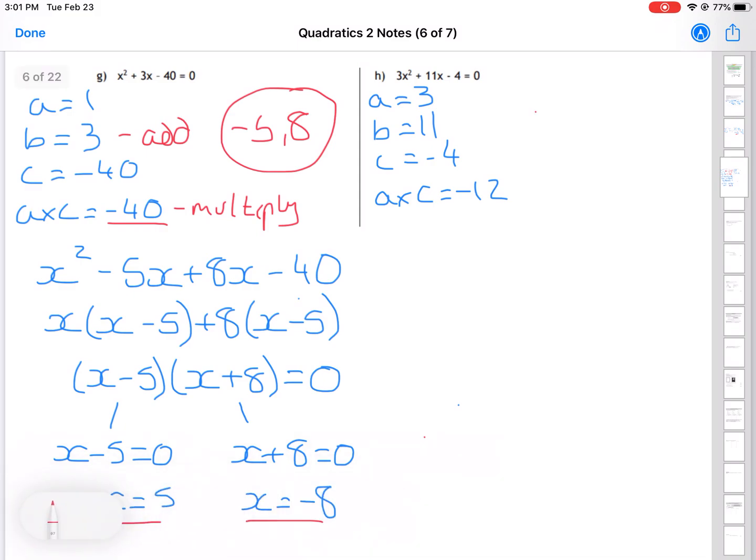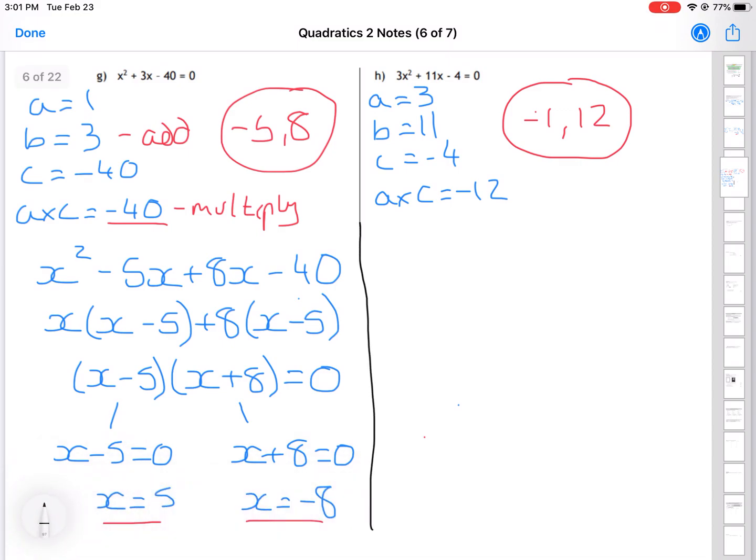Now the two numbers that will multiply to give me negative 12, but will add to give me 11, in this case have to be negative 1 and 12. Don't forget the number in itself, or itself and 1, can multiply to give you the number. So 1 and 12 multiply to give you 12, which means you can use those two numbers as well. You need 1 to be negative, it has to be minus 1 because 12 take away 1 gives you the 11. So let's make that 3x squared plus 12x minus 1x, so minus x is fine, minus the 4.